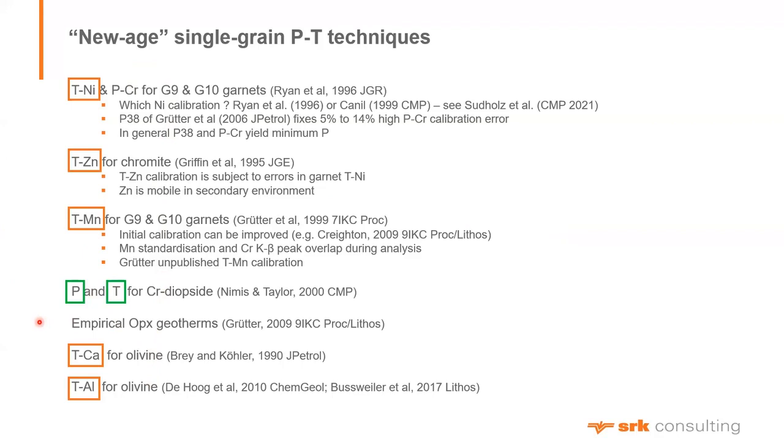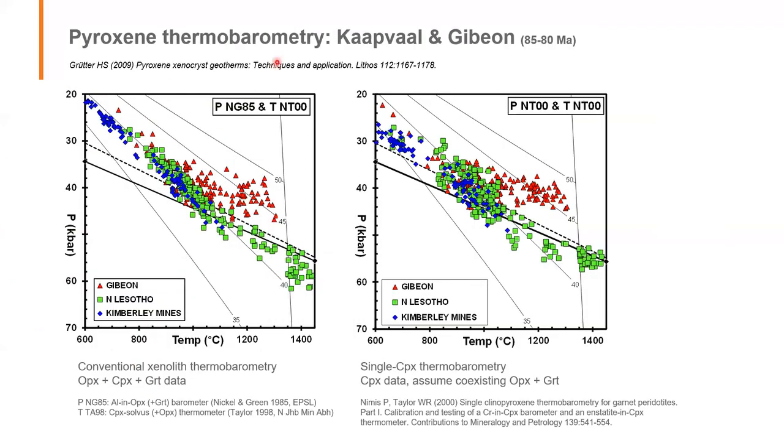thermobarometry technique. If you do pyroxene thermobarometry on Kaapvaal and Gibeon xenoliths, that's this time period, on the left, using classical thermobarometry, where you use a xenolith and you have an orthopyroxene, clinopyroxene, and garnet composition analyzed from that xenolith, you get geotherms from xenoliths that look like this. For Gibeon, there's a slightly elevated geotherm or a thermal perturbation over there. That's in Namibia, xenoliths from Namibia.